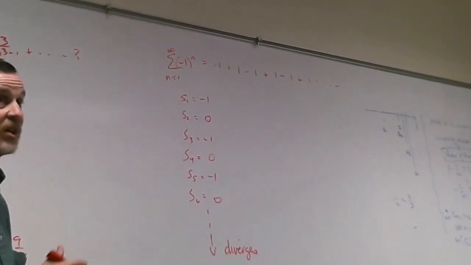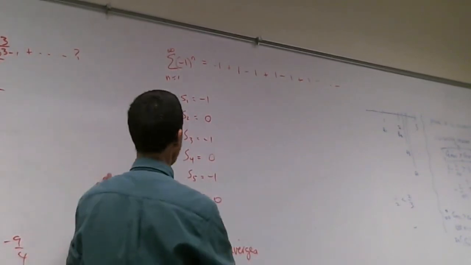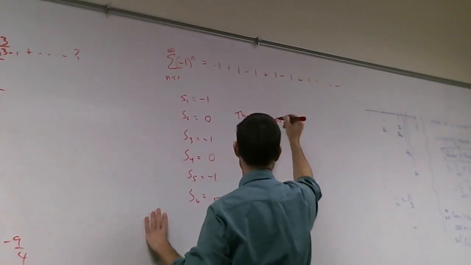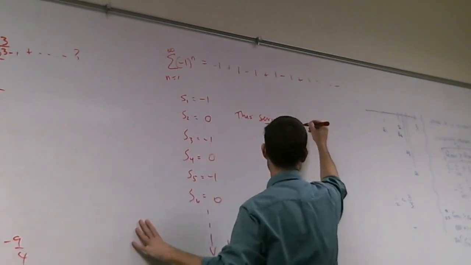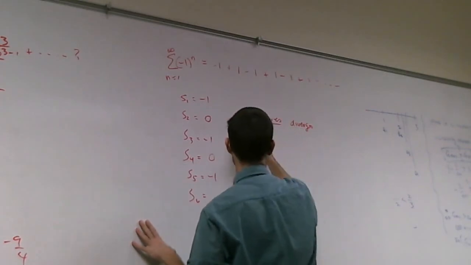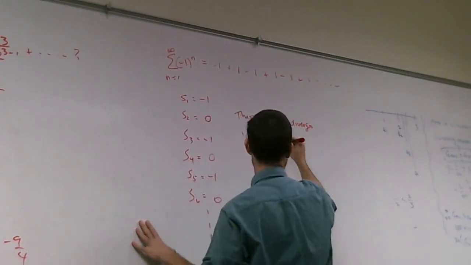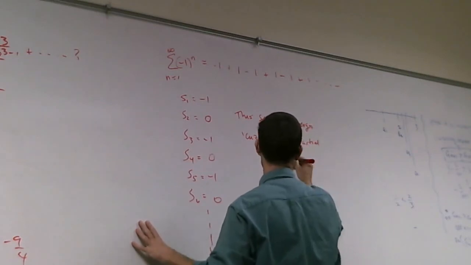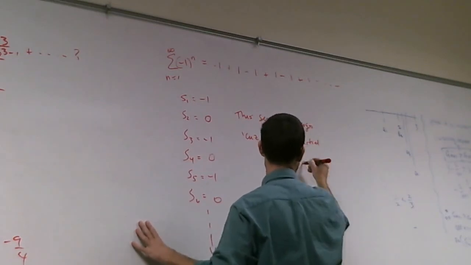So there's a series. This series diverges because the sequence of partial sums diverges.